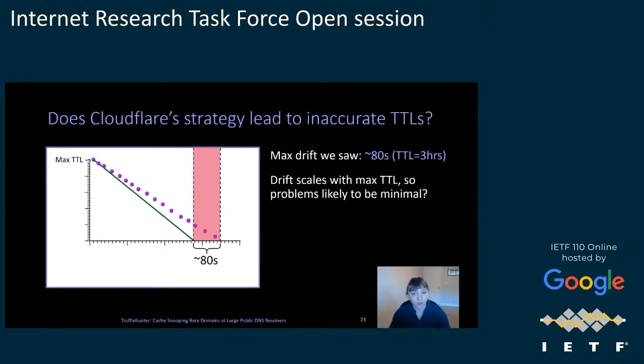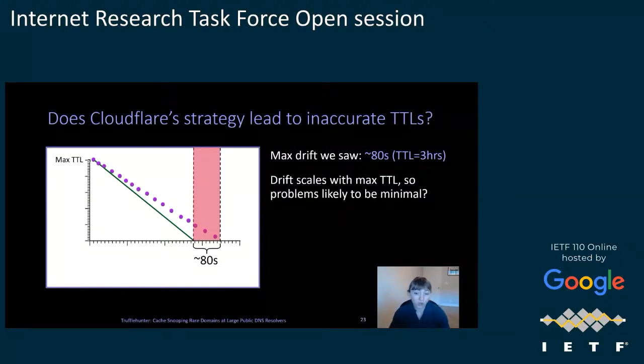There is a question with Cloudflare's strategy of whether or not it is completely compliant with the DNS RFC for TTLs. The maximum drift that we saw away from the true TTL value was about 80 seconds. So we were using a domain at the time with a TTL of about 3 hours, and we saw that there were still measurements in cache whose TTLs hadn't yet expired for about 80 seconds after they should have expired.